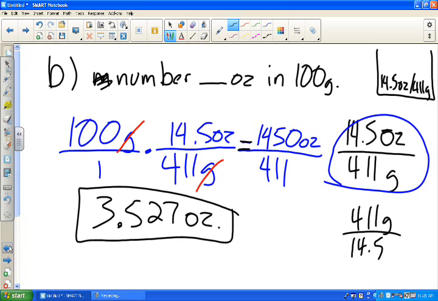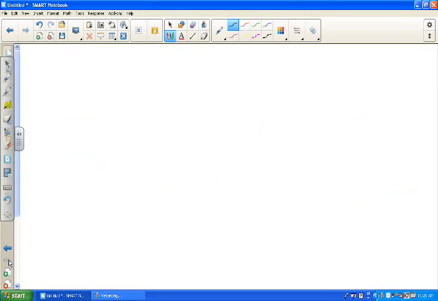For problem number 35, and let's review that. Essentially, when we cancel those items, we are left with the unit that we want.